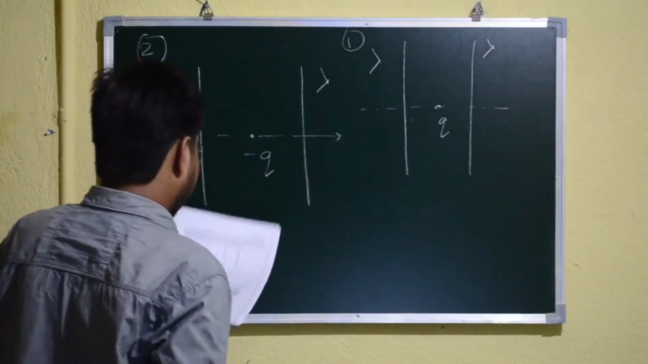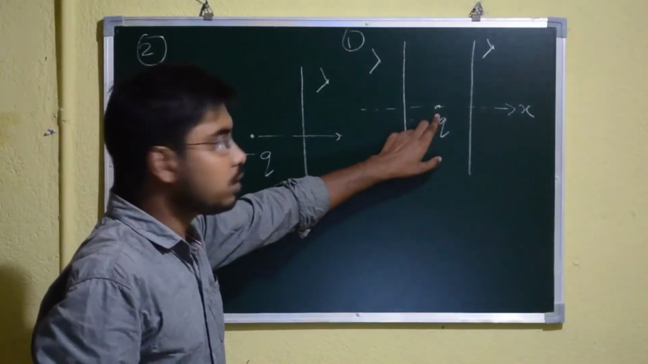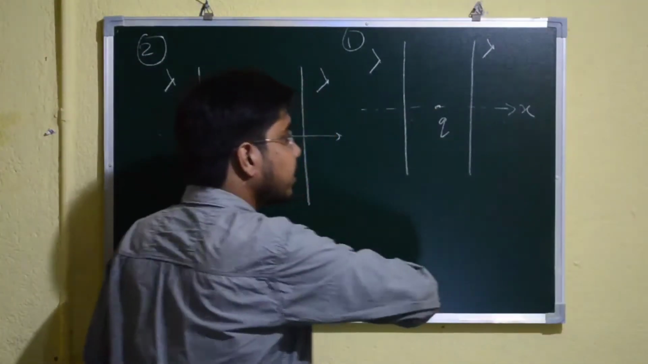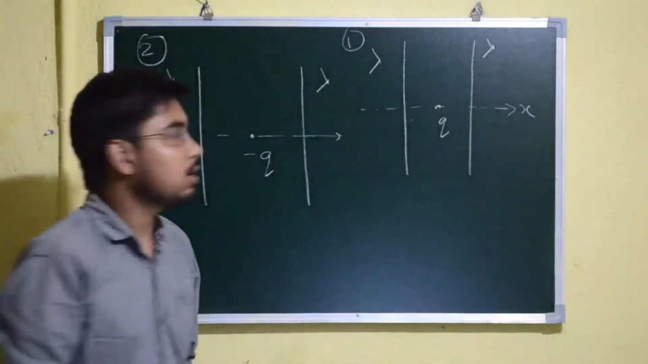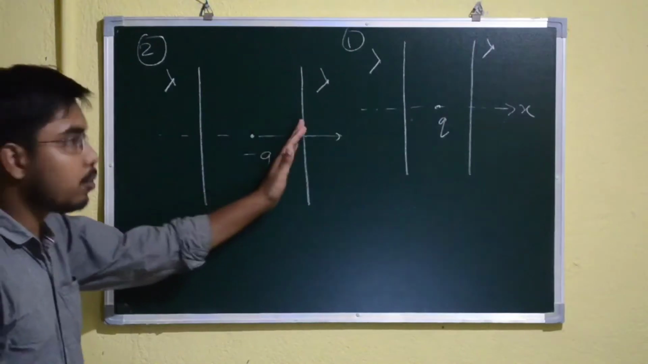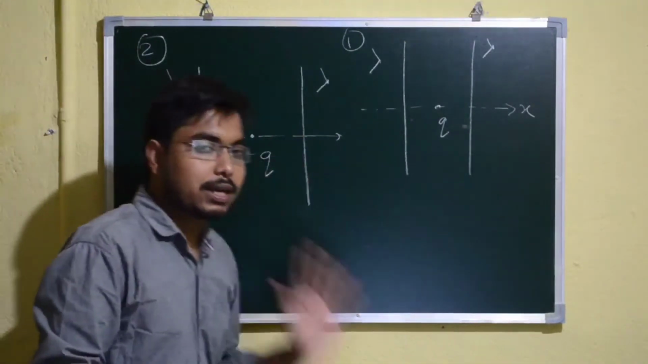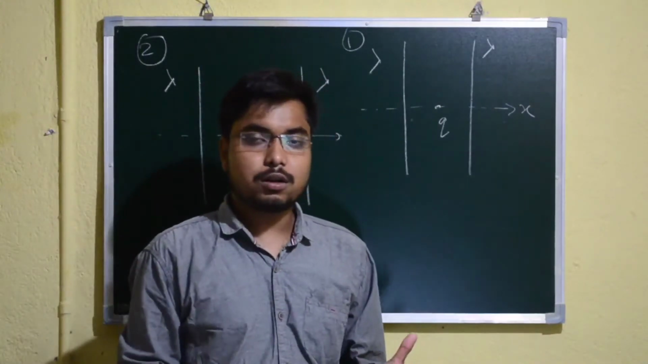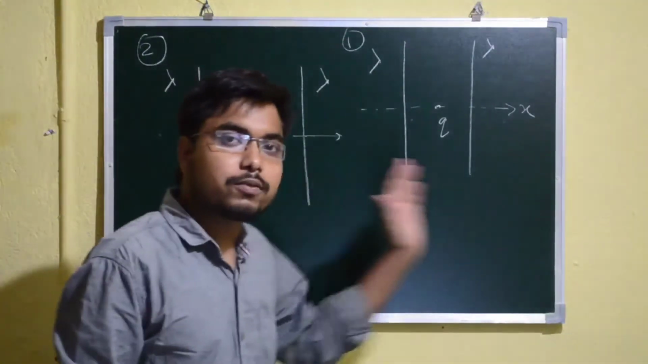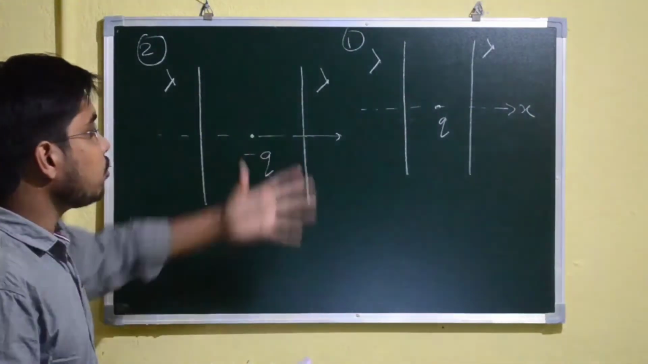Now the question is, suppose this q charge is slightly displaced along the x-axis, either in the positive x direction or in the negative x direction. And similarly, if the minus q charge is displaced either in the positive x direction or in the negative x direction, can these charges execute simple harmonic motion, or do these charges move along the direction of the displacement? This is the question. Now how will we approach this problem?